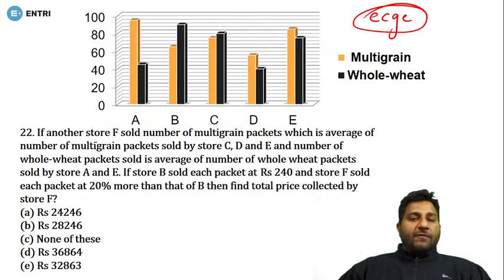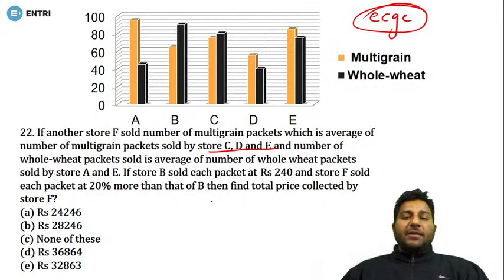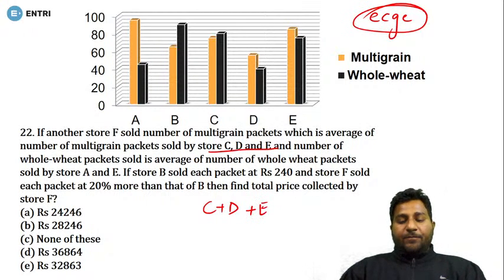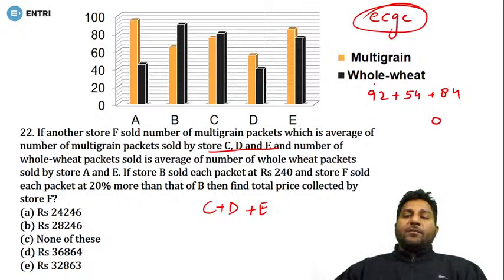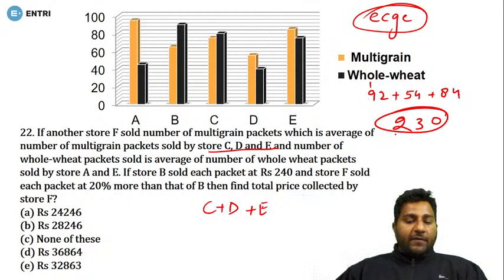If another store F sold a number of multigrain packets which is the average of the number of multigrain packets sold by stores C, D, and E, let's find out multigrain packets for stores C, D, E. It will be 92 plus 54, and the next one will be 84. So 230 divided by 3.